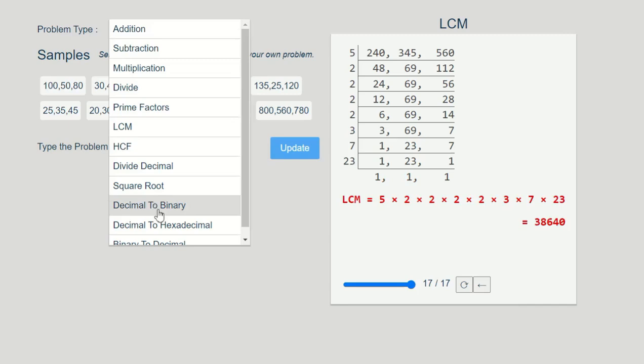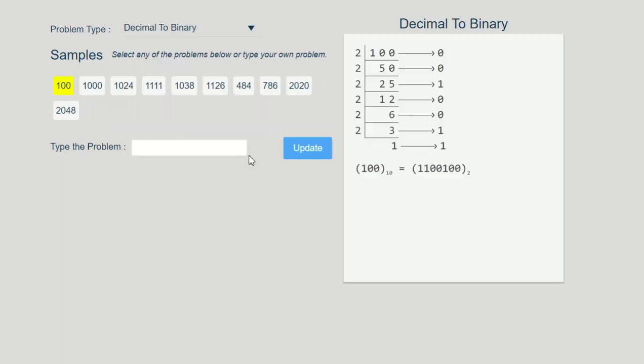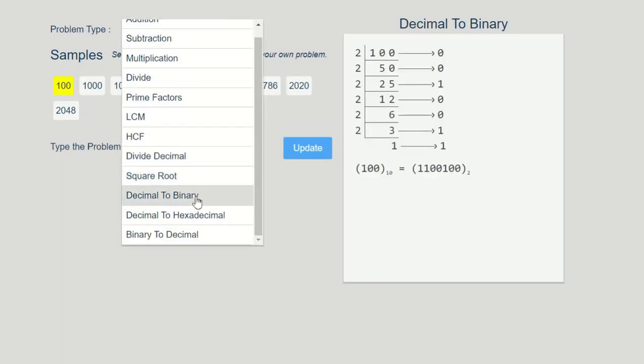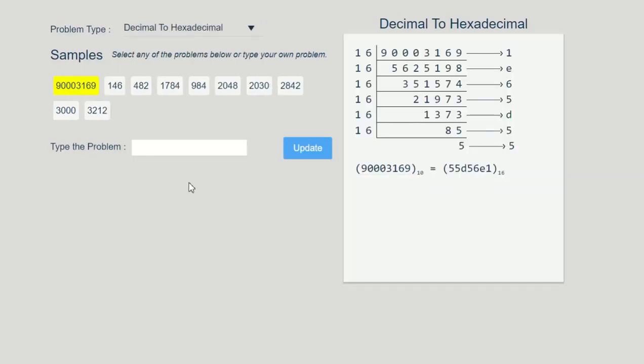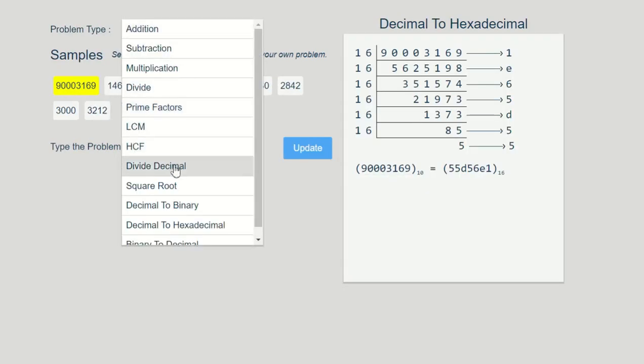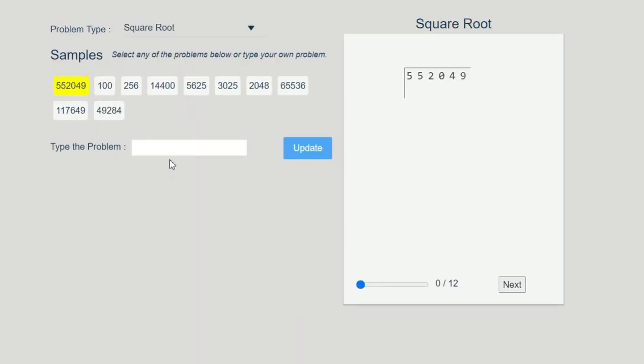We do have some computer science problems like converting decimal numbers to binary numbers or hexadecimal numbers and vice versa. If you are a teacher or a parent helping slow learning students, these simulations will really be helpful to practice problems and make it easy for students.